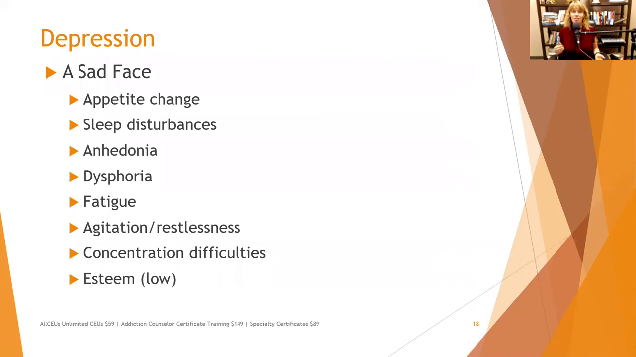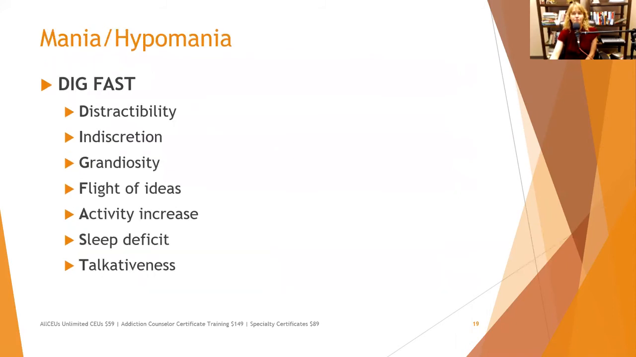Agitation, some people when they get depressed have difficulty sitting still and they feel kind of restless. Other people can hardly move. Concentration difficulties. When you're depressed, it's hard to concentrate. And low self-esteem. Remember, not every symptom is required for a diagnosis of depression, but these are the most common symptoms that you'll see. For mania, the mnemonic is DIG FAST.